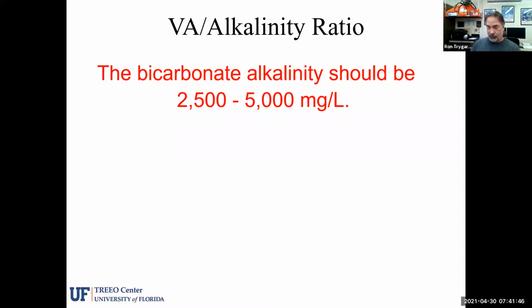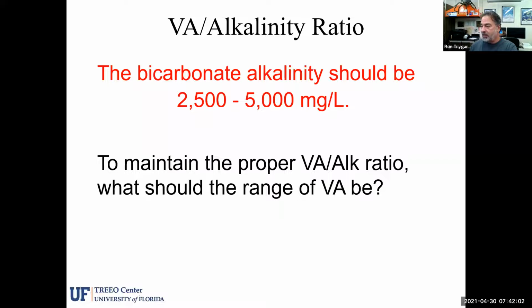So the alkalinity numbers generally should range between 2,500 to 5,000 milligrams per liter. That's generally what the bicarbonate alkalinity is, the range of most of these digesters when they're operating optimally. So to maintain the proper volatile acid alkalinity ratio, what would the range of the volatile acid be?